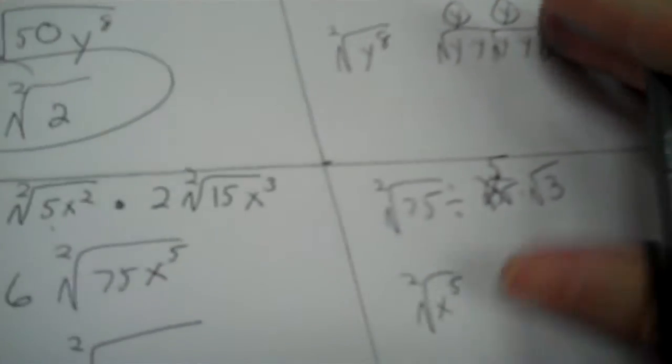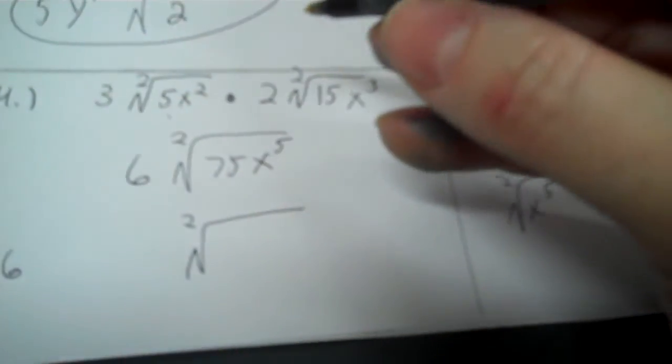So square root of 25 is 5. Okay. So 5 comes out, and we go 6 times 5, and then the 3 goes in. It's times 5, not plus. Okay.